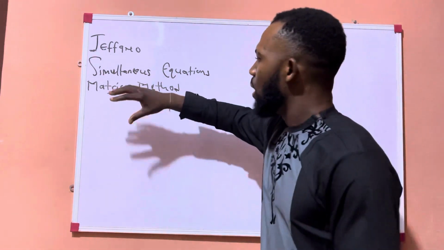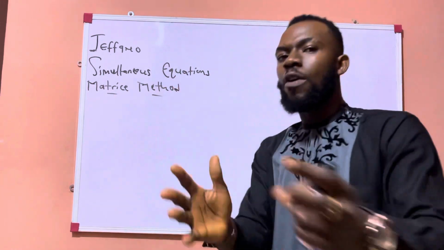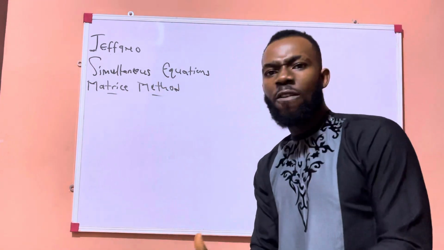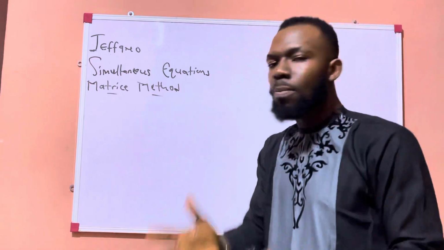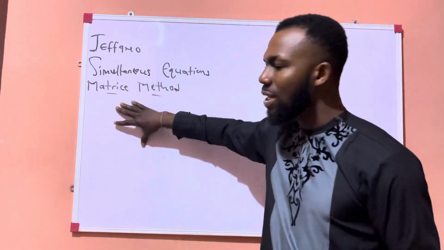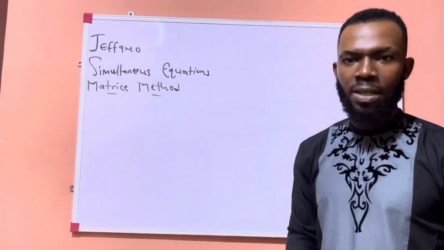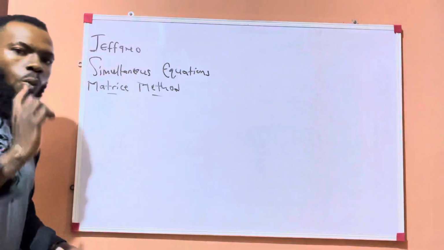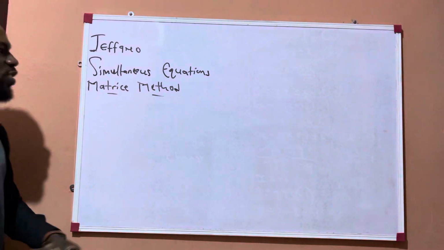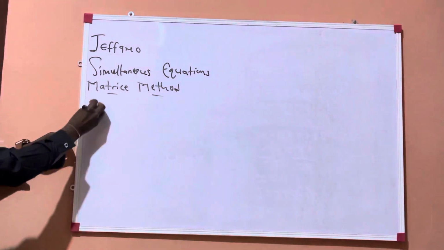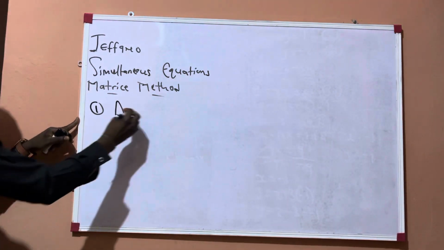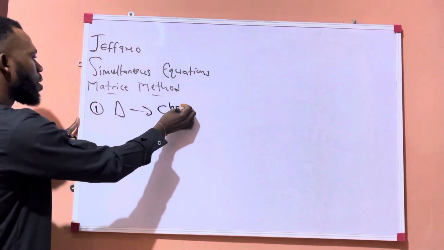Now, the way you solve for two variables using matrix method is different from the way you solve for three variables using matrix method. But today we shall be looking at matrix method involving two variables, which is also x and y. Now, the first thing that you are going to find when you are using matrix method in solving simultaneous equation is change. Is your change.